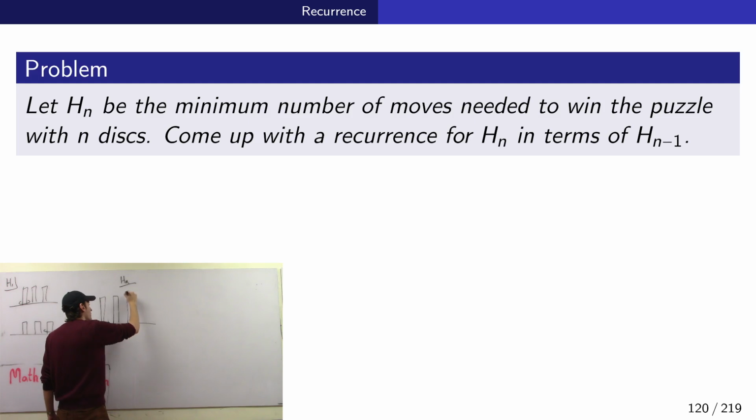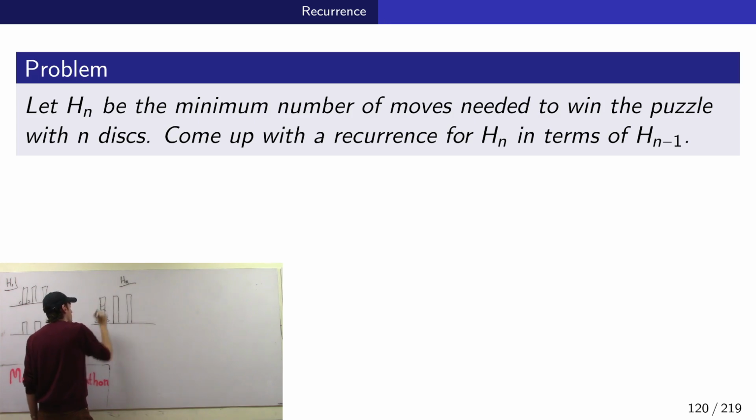So we have 3 pegs here, and I have a whole stack of n of them getting smaller and smaller. Smaller right here.